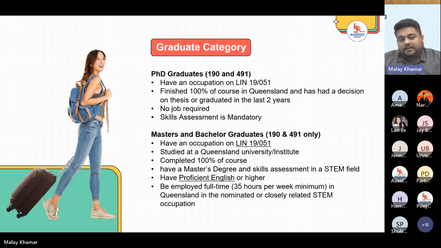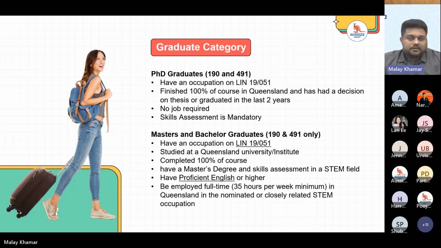So if you have done a PhD at a Queensland university, and if you have done a minimum of 2 years of study, and if you have completed 100% of the course in Queensland, you can apply for the state nomination without having a job offer letter or ongoing job as well. So that's very good news, guys.